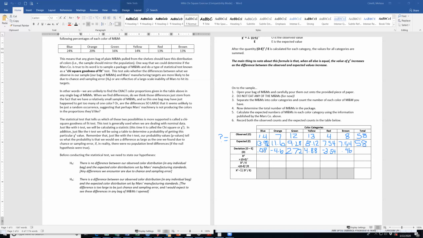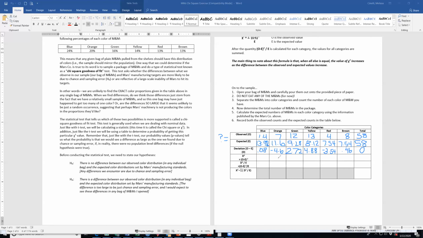Another check on your math: when you add all of the numbers in this row, you should get 0, because 58 minus 58 is 0. So we're starting to see where the differences are. Very small numbers, like this 0.08 and this 0.46, tell you that for those categories, what you observed was very close to what you expected. Larger numbers tell you where your differences were. So I saw too few oranges, too many yellows, too few reds and too many greens.